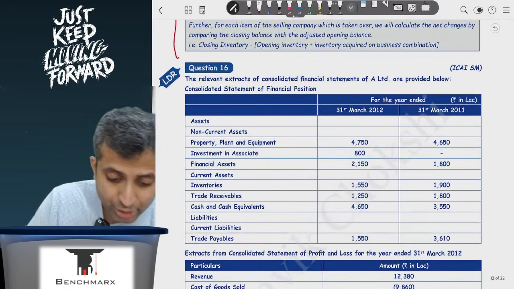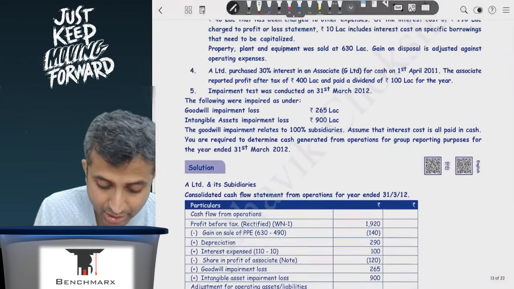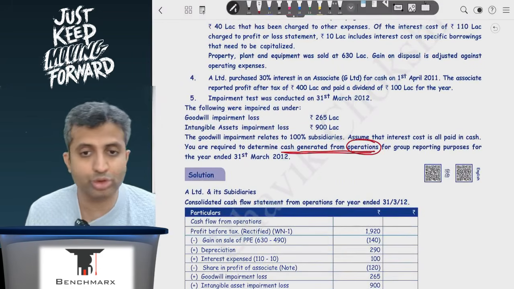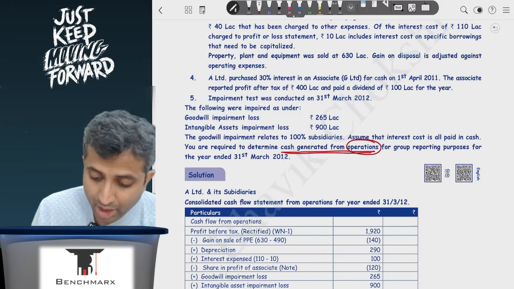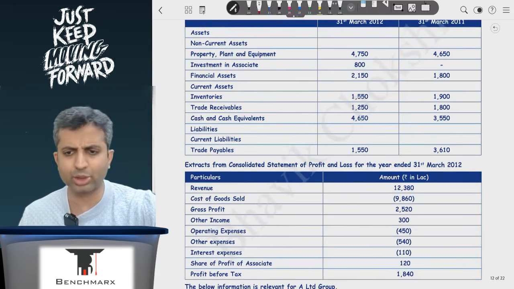Okay, next is a fairly good question. I would say 16 is one of the better questions. There are a lot of adjustments over here, and you are required to determine just the cash flow generated from operations. So you don't have to show everything, you just have to show CFO for group reporting purposes for 31st March 12. So this is pertaining to cash flow.